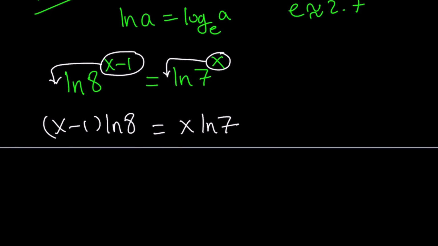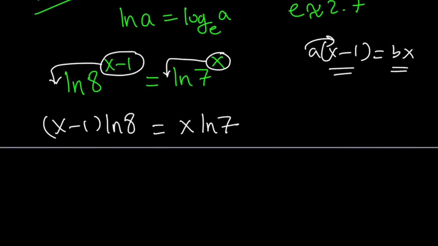But it's multiplied. Okay, so what should we do next? Divide both sides by something, put the x's together? No. First of all, think about this. This is a linear equation because you have something like a times x minus 1 equals b times x. And by the way, ln 8 and ln 7 are constants, so we could call them a and b. And this is a linear equation. What would you do first? Distribute, right? Exactly. So that you can put the x terms together.